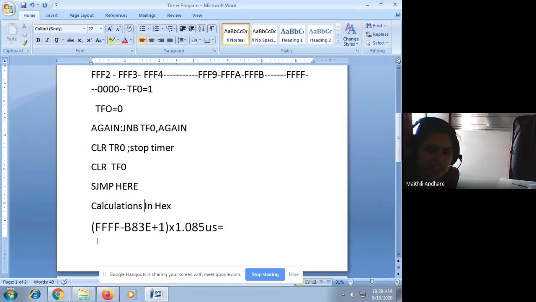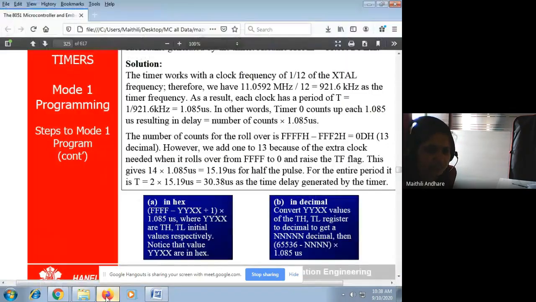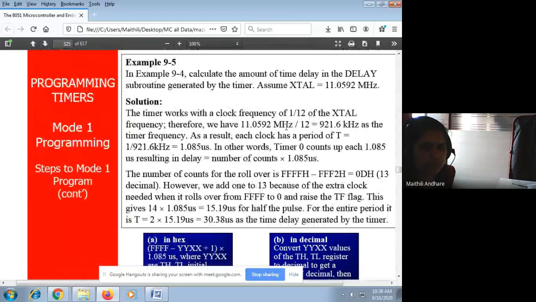So see, the calculations remain the same, but what will be the change? If in the exam they mention a 12 megahertz frequency, then 12 by 12 is 1 megahertz. So 12 megahertz by 12 becomes 1 megahertz, and according to that you have to calculate 1 by that.